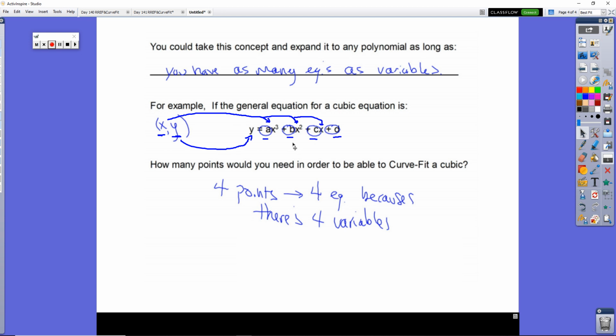Okay, you are now ready to try homework number 130, which is going to have you do some curve fit.